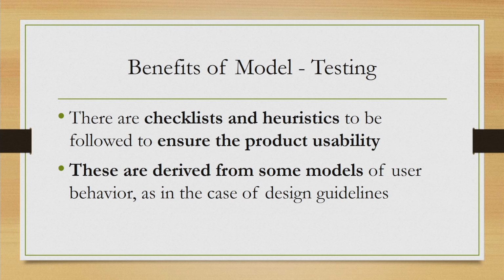The third benefit that a model can give us is in terms of testing your design. Now, as we will see again in a later lecture, when we evaluate a user centric system, there are checklists and guidelines which we can utilize to evaluate our design. Now, these guidelines or heuristics or checklists are all products of user studies and implicit user models.